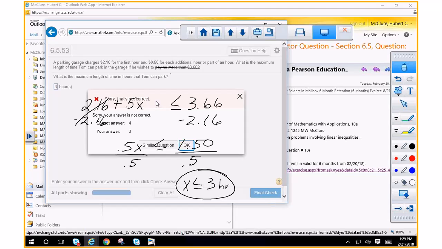Oh, wait a minute. The first hour. Don't forget the first hour. So the first hour. Yeah, I forgot about the first hour. You got to remember that first hour is in there at 2:16. Would it be 4 hours? Yeah, because I got 3, and then you just add the first hour. I forgot to add the first hour.